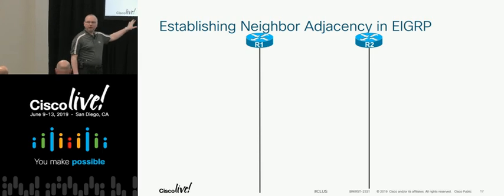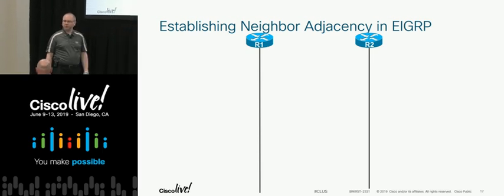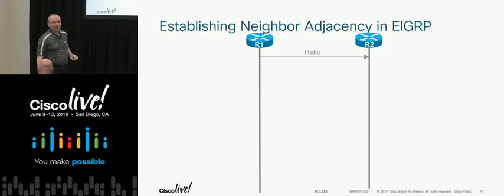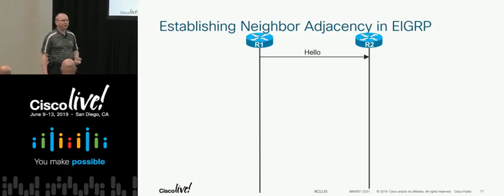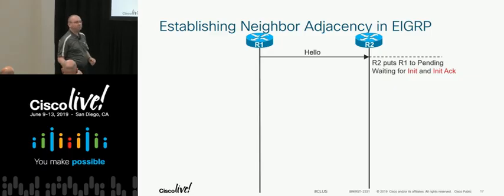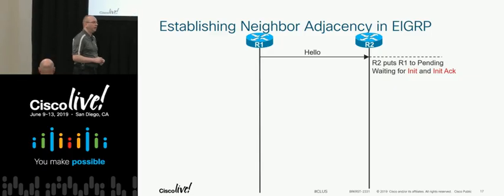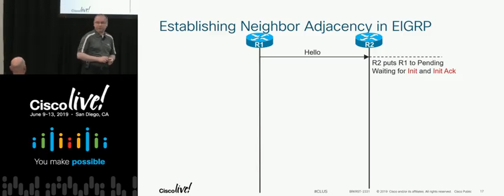Now, I would like to peek a little into how EIGRP truly establishes the adjacencies between two routers, because there's some useful information we can use when troubleshooting these problems. Everything starts with hello packets, and let's say in this example, it's R1 that first sends a hello onto the multicast segment, and R2 receives it. What happens? R2 recognizes that there is R1, hey, I have a new neighbor, and puts it into a state that we call the pending state.